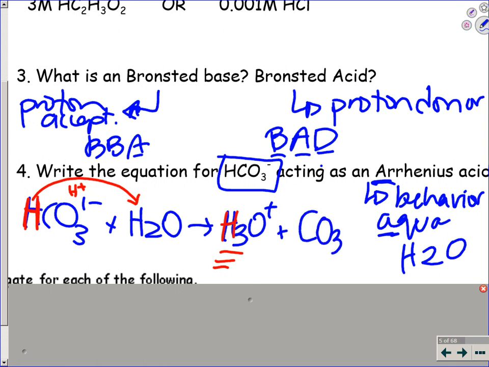CO3. So the CO3 has to remain, right? And then what happens to the 1 minus? Well, it's a 1 minus, right? We're already negative. We take away another positive. What happens? It gets even lower, right? So it's going to be a 2 minus. Who's this? Carbonate. So we actually should recognize most of the ions, specifically if you're good with your polys.